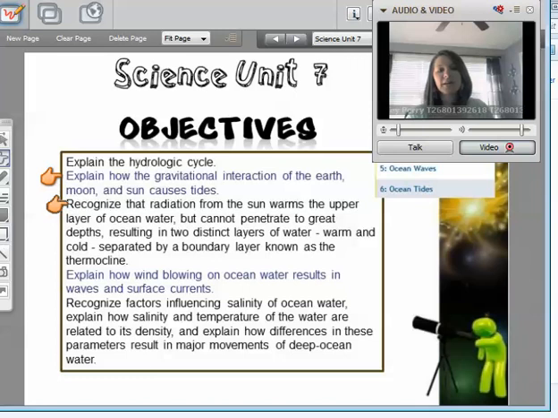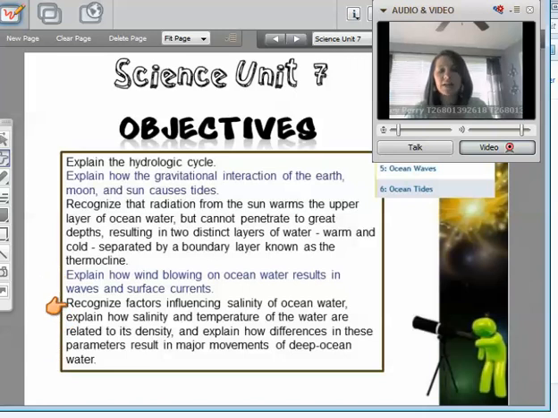Some other things that you want to make sure that you know: recognize that radiation from the sun warms the upper layer of ocean water, but it can't penetrate to great depth. So this results in 2 very distinct layers of warm and cold water separated by that boundary known as the thermocline. So make sure you know that definition. Also make sure you know how wind blowing on ocean water results in waves and surface currents. So wind creates our surface currents. Our deep currents are created by the differences in temperature and salinity in our ocean water. And we'll go over that a little bit more right here.